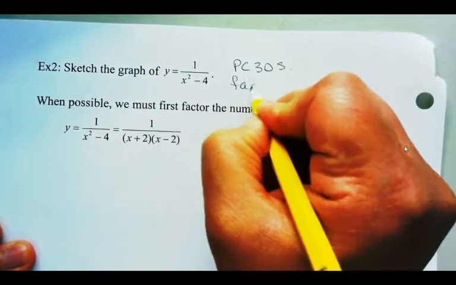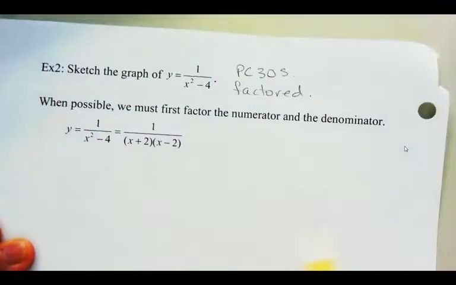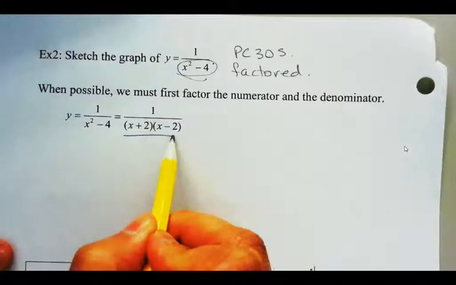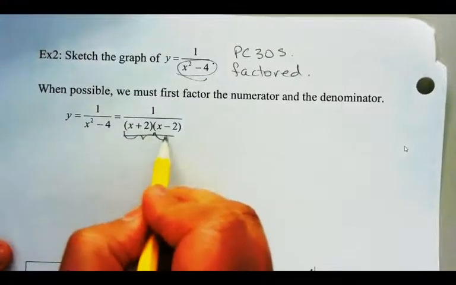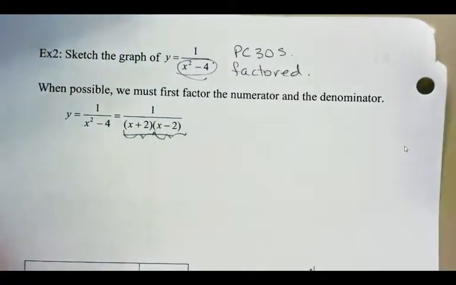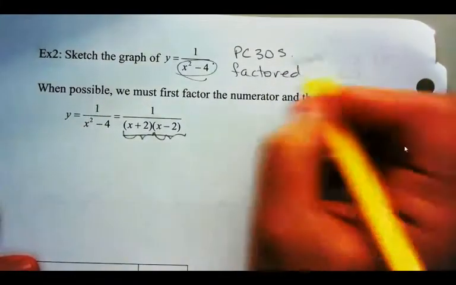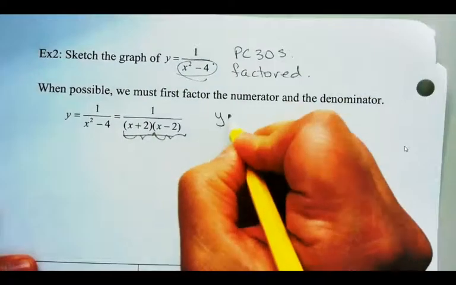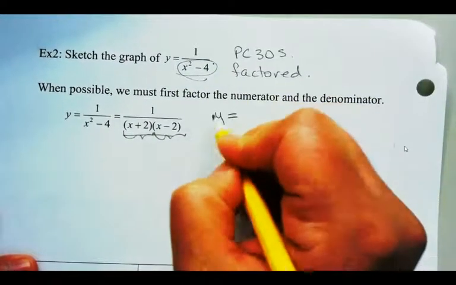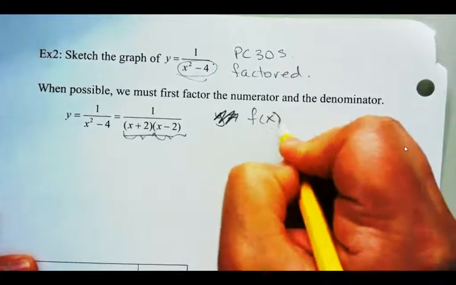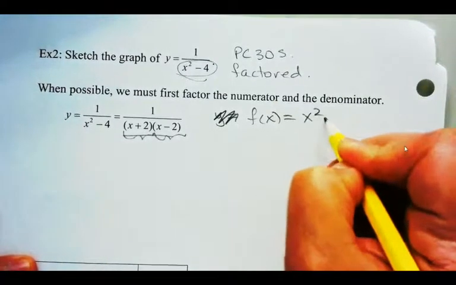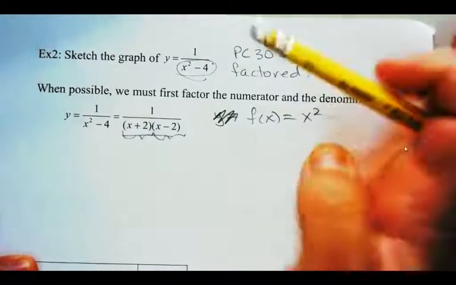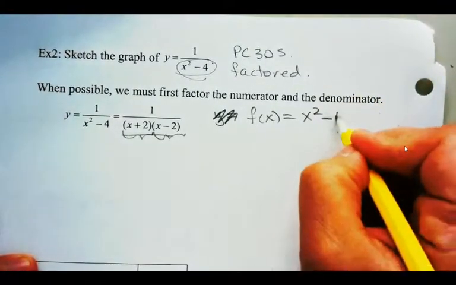We factored it. What happened when we factored this? What did we end up getting? We ended up getting this right here. Now, what do we get? What does it tell us? The points, the 0. Okay, so if we were graphing, you know what? I'm going to call it f of x. I'm going to say f of x equals x squared minus 4.